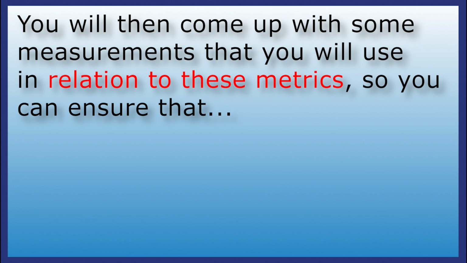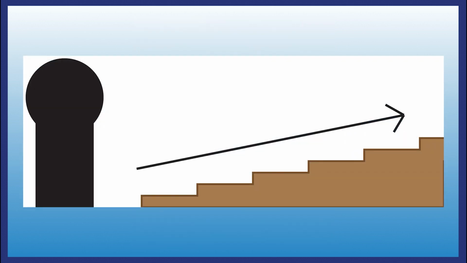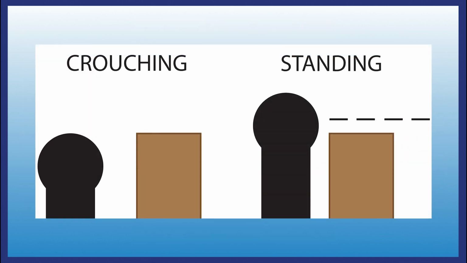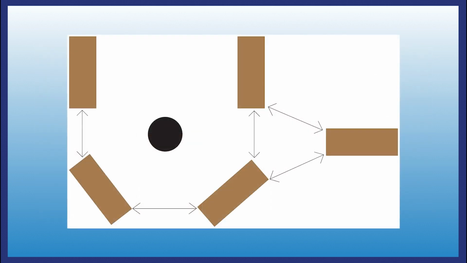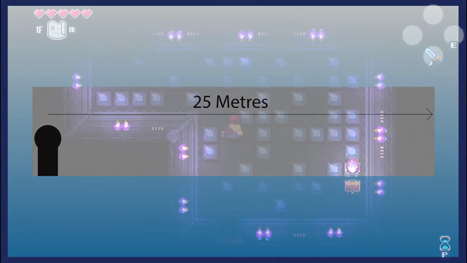You need to determine that all jumps are possible, the player can fit through all doors and passageways, stairs are the right size, cover points are at the correct height for the player to safely hide behind, objects are spaced far enough apart that the player has enough space to move through them, and the distance of walking from one part of the level to another isn't too far apart that it feels tedious or slow to get there.